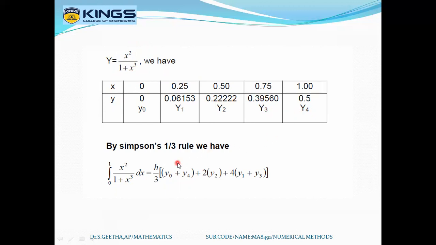This is Simpson's formula, integral 0 to 1, x square by 1 plus x cube dx equal to h/3 into sum of the first and last ordinates plus 2 times sum of the even ordinates plus 4 times sum of the odd ordinates. Except y0 and yn, that is y0 and y4, we label y1, this is y1, first ordinate, this is second one, this is third one. Even ordinates, what are the even ordinates? This y2 alone is even ordinate. y1 and y3, these are odd ordinates.